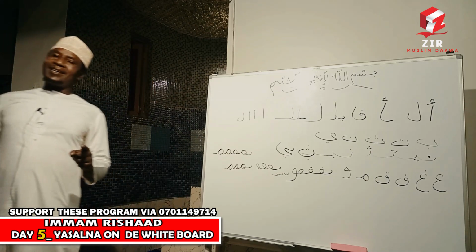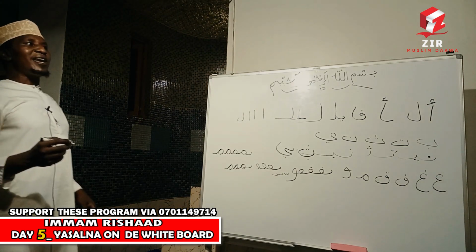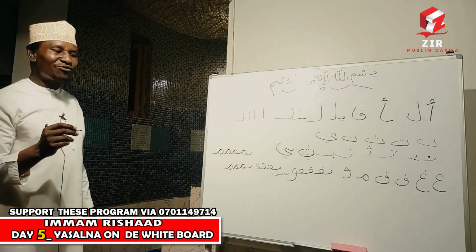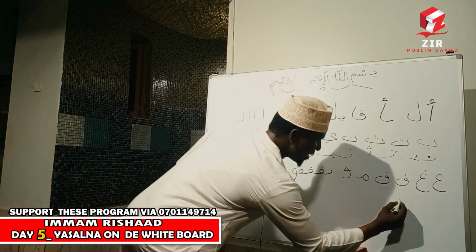For Ain and Ghain, they might not look like zeros. They move like sort of a triangle. Ain and Ghain, they move like this.